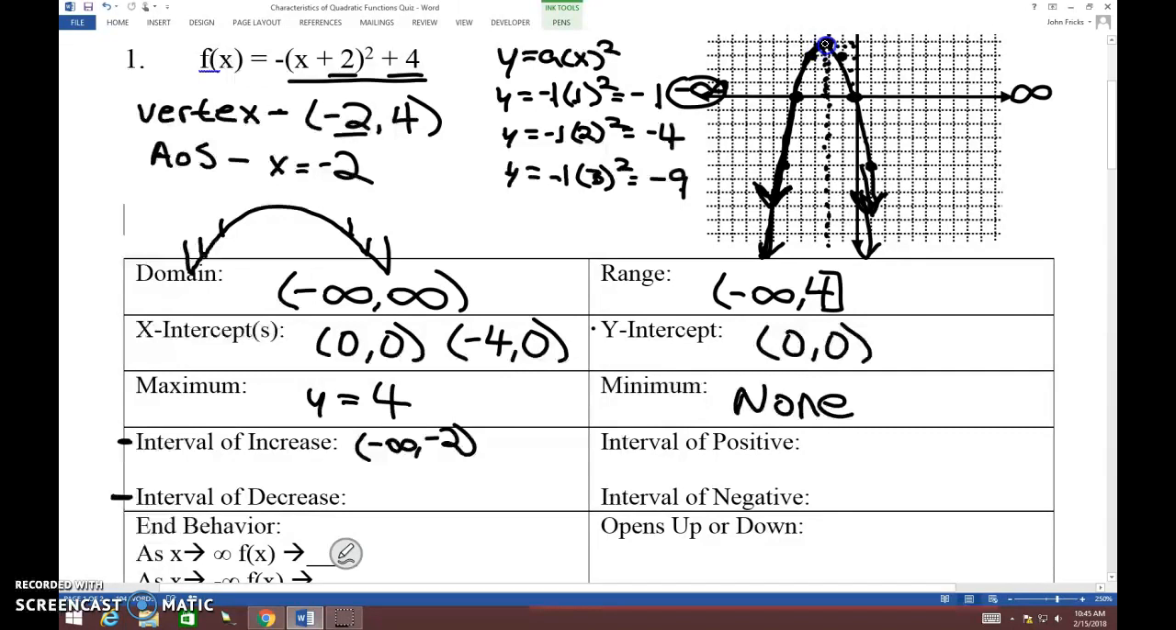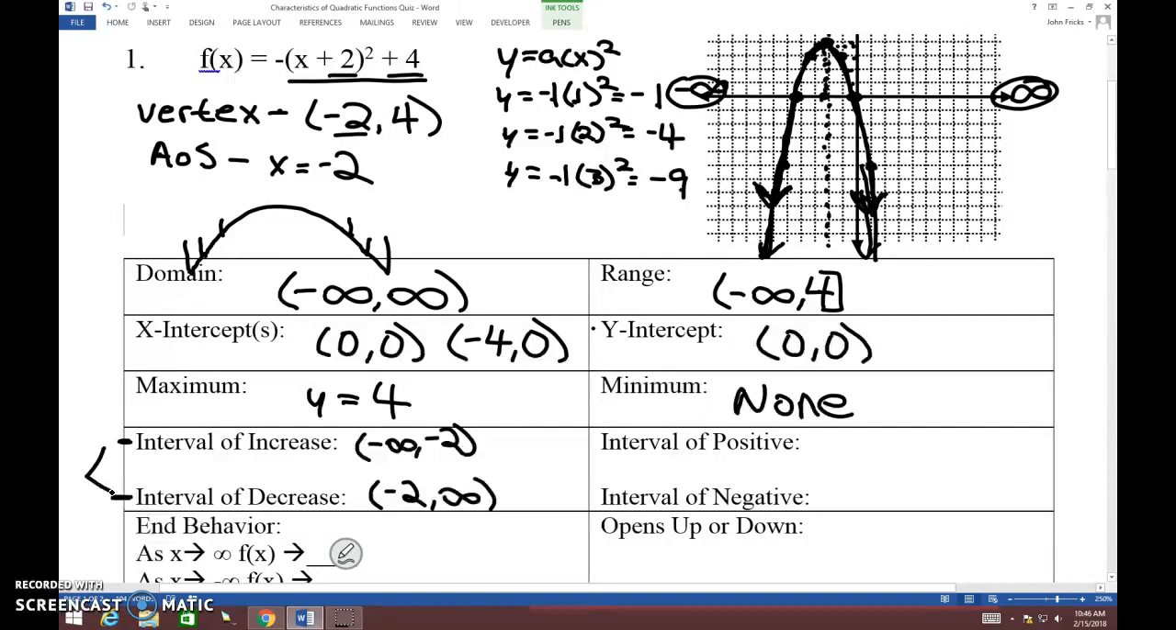But as soon as we go past this point, we're then going to start decreasing off of the hill, or decreasing off the parabola, and it's going to decrease from, once again, negative 2 until we get to positive infinity. So the interval of decrease here would be from negative 2 all the way out to positive infinity. So really, it's easier with this because interval of increase and decrease are not too bad.